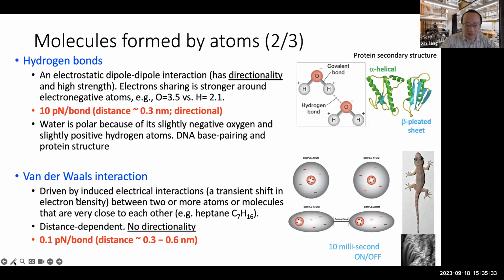The transient shift in the electrical density occurs between two or more atoms or molecules that are very close to each other. Close means the distance is 0.3 to 0.6 nanometer. This attraction is due to the electrical attraction between two atoms, so it is distance dependent. If the distance between the two atoms is too far, then the electrical attraction is very little.